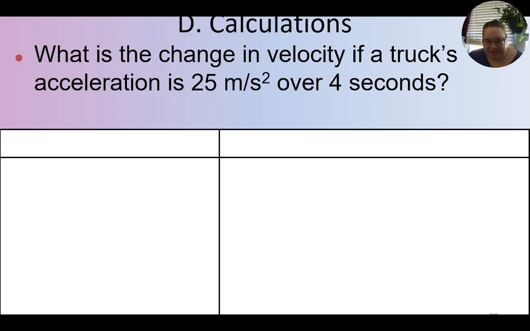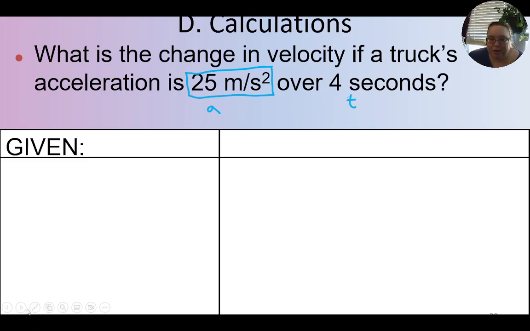All right. Example number 3. Again, use your 3-part approach. Find your givens, your equation, solve, and tell me your answer. So I always start with the numbers. Notice 25 meters per second squared. That meters per second squared is telling me that we have an acceleration. 4 seconds is a time.